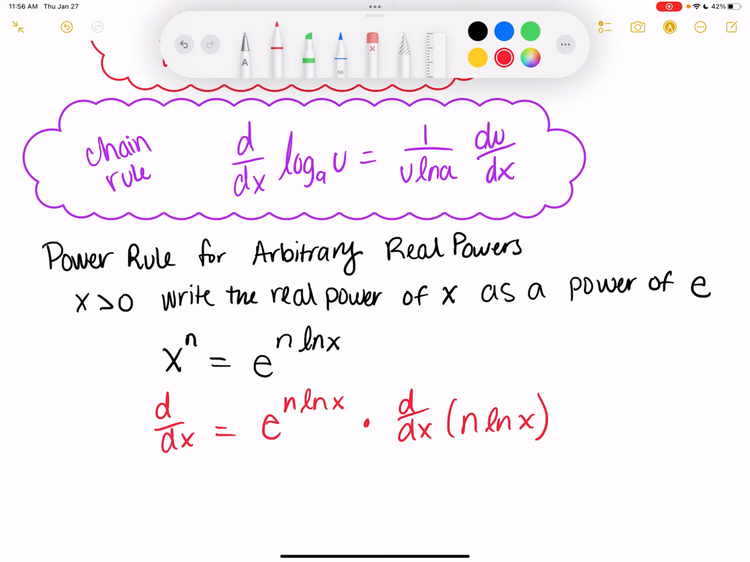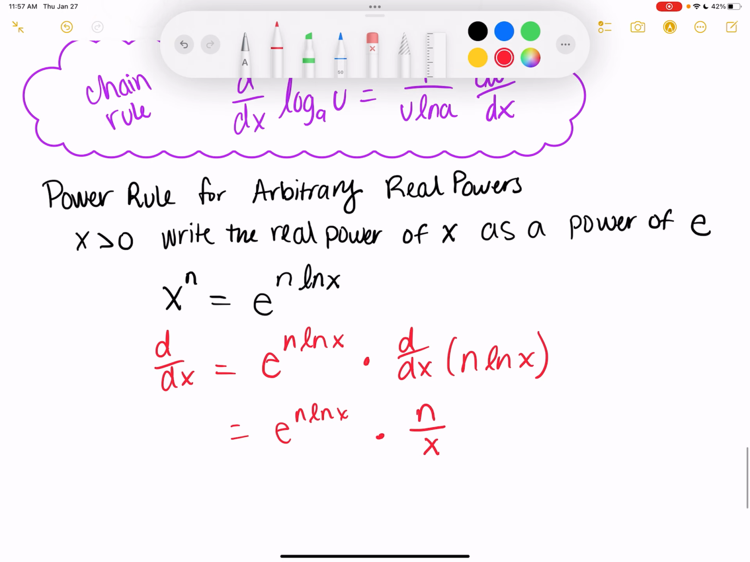So we keep that e to the n ln of x times n is just a number. The derivative of ln of x is 1 over x, so it's just going to be n over x. E to the n ln of x we had up here was equal to x to the n. So then we've got x to the n times n over x.